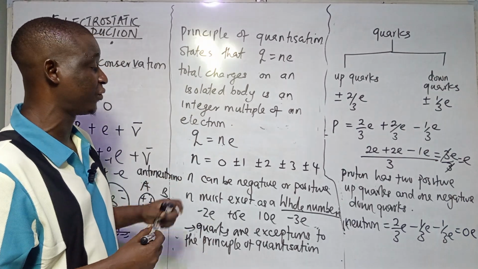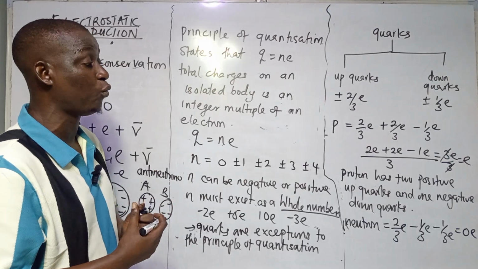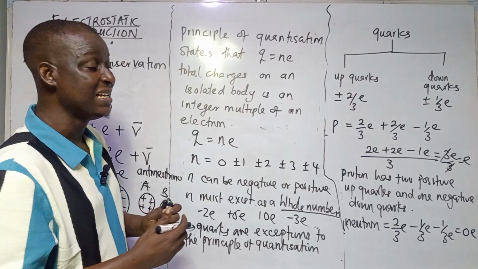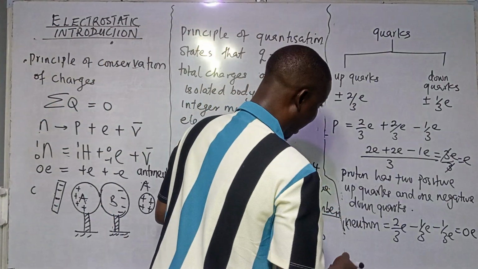Proton, neutron, electrons, they follow the principle of quantization. They can exist as a whole number.